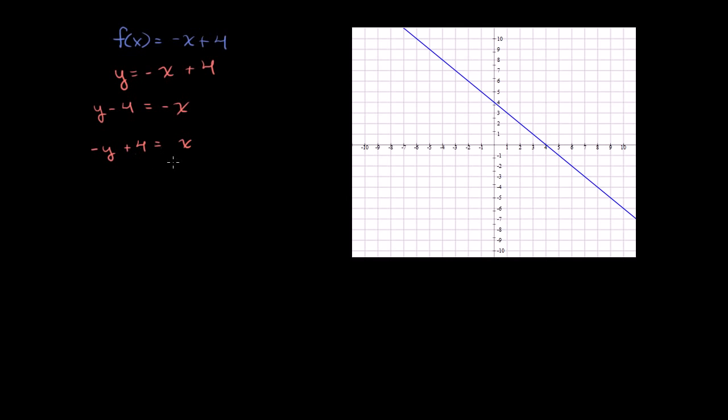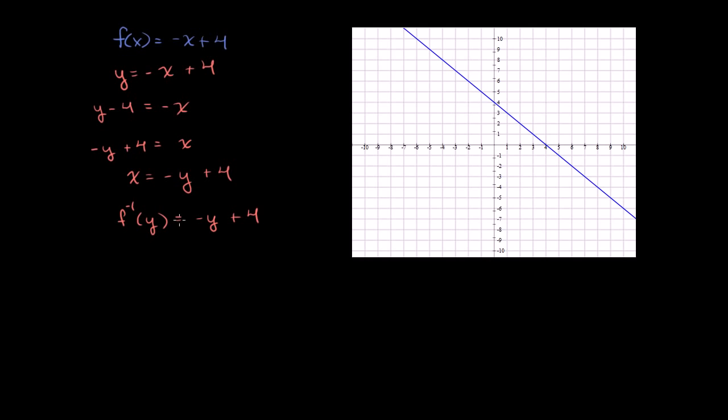Or just because we're always used to writing the dependent variable on the left-hand side, we could rewrite this as x is equal to negative y plus 4. Or another way to write it is we could say that f inverse of y is equal to negative y plus 4. So this is the inverse function right here. And we've written it as a function of y. But we can just rename the y as x. So it's a function of x.